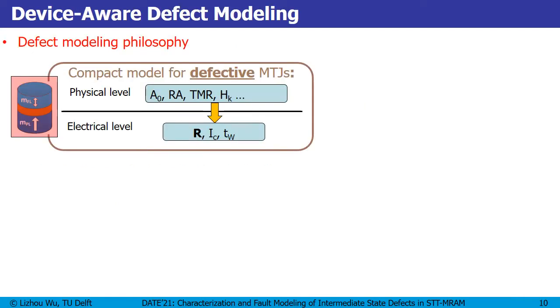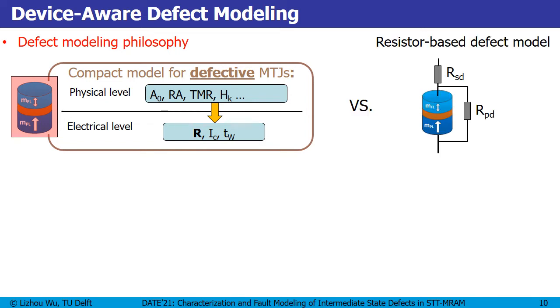Basically, the key idea of device-aware defect modeling is to first identify which technology parameters are influenced by a defect. Then we can incorporate the effects of the defects into these technology parameters. And thereafter, we can map these technology parameters into electrical parameters. This is a key difference from the conventional defect modeling approach.